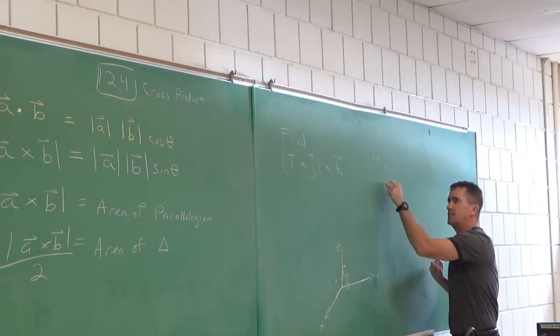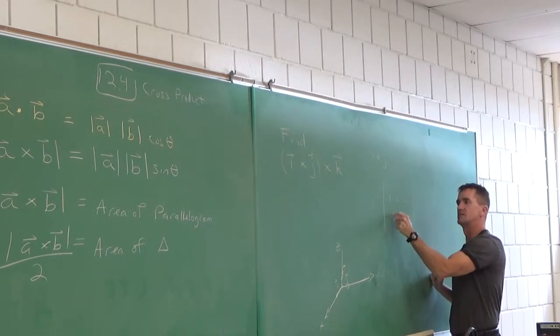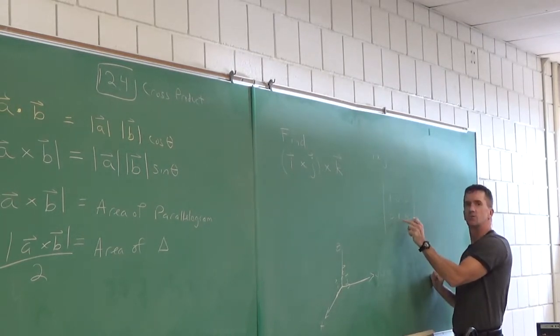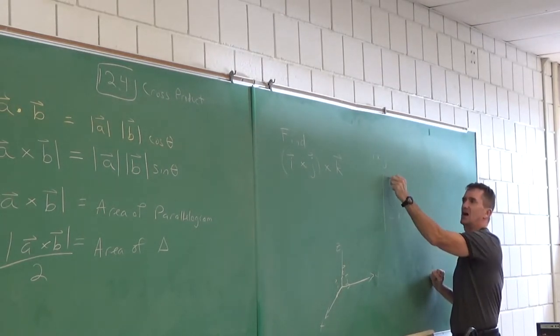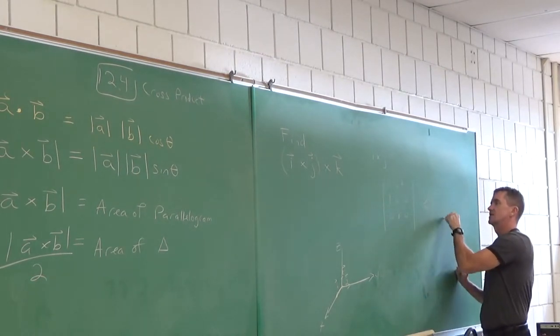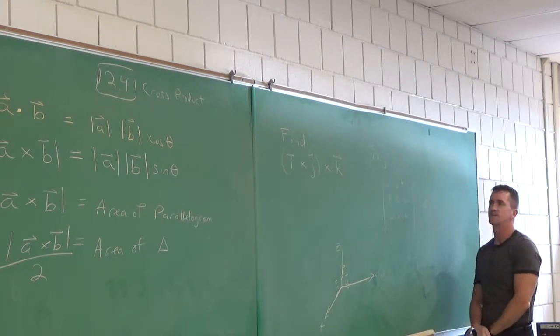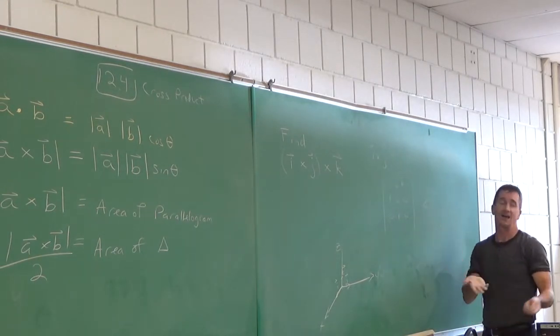Well, I'll make my matrices. What was vector i? 1, 0, 0. j was 0, 1, 0. If you want to put the i, j, k, you can. What is i cross j? We've got to start there, right? This should go fast because there are zeros and ones.